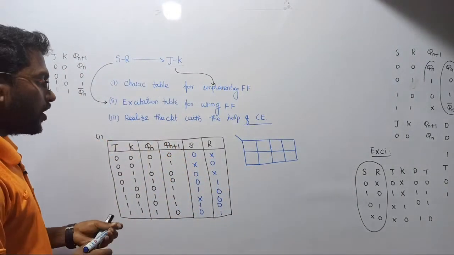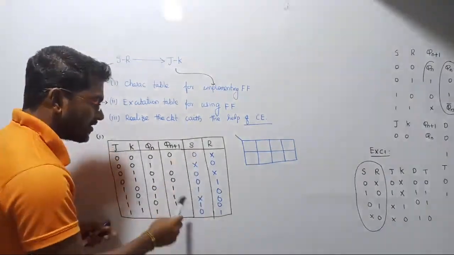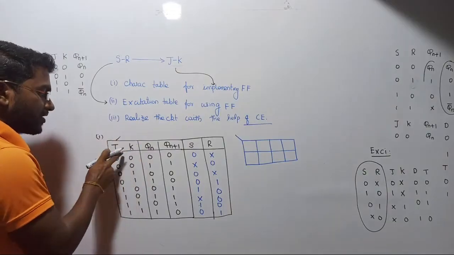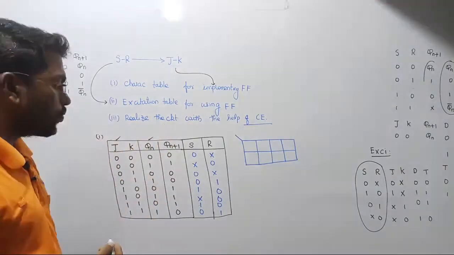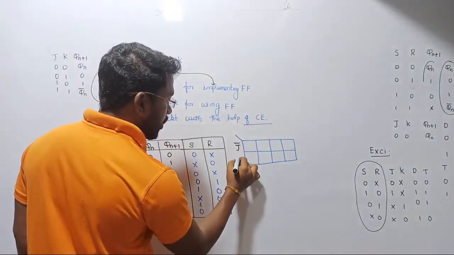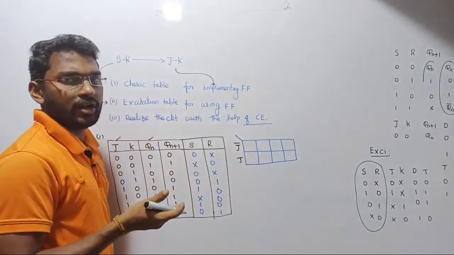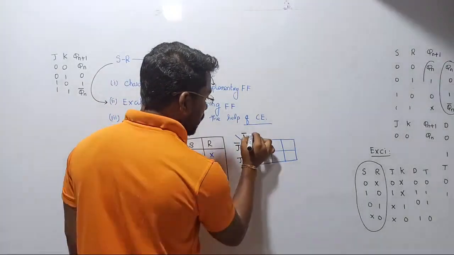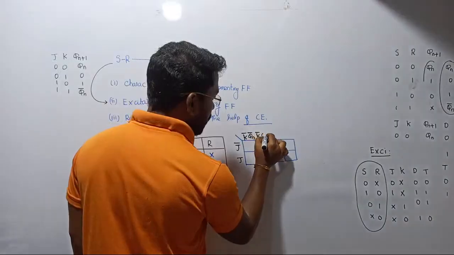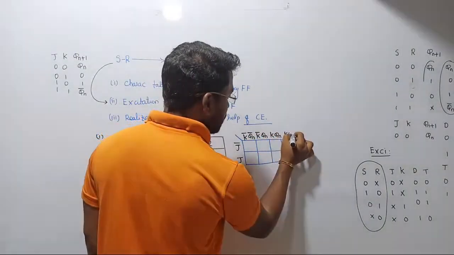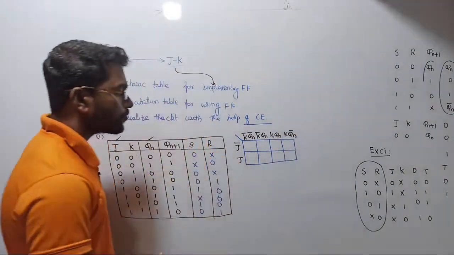Guys, listen. Now here, in order to identify the characteristic equation, for this S, we will have to consider the present input and past output of the system. Here we are going to consider J bar, J. I would like to write it in SOP form. So here it is going to be K bar Qn bar, and we are considering K bar Qn. Here we are going to consider KQn. Here we are going to consider KQn bar.